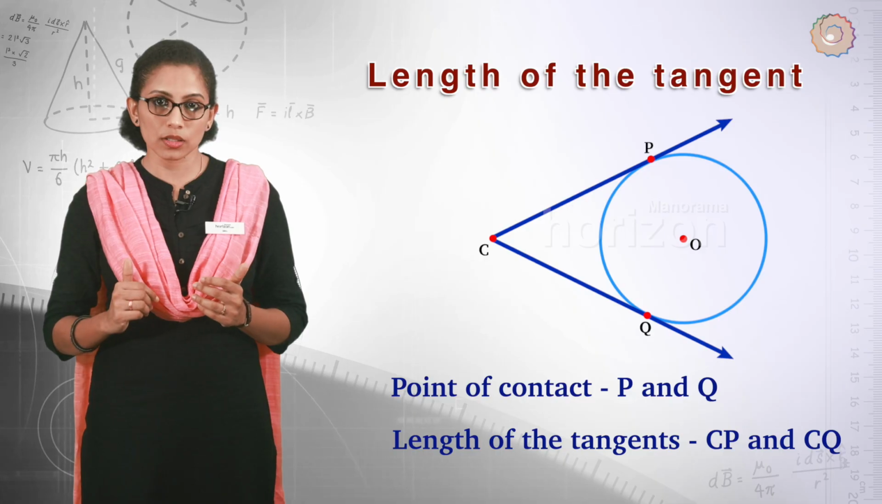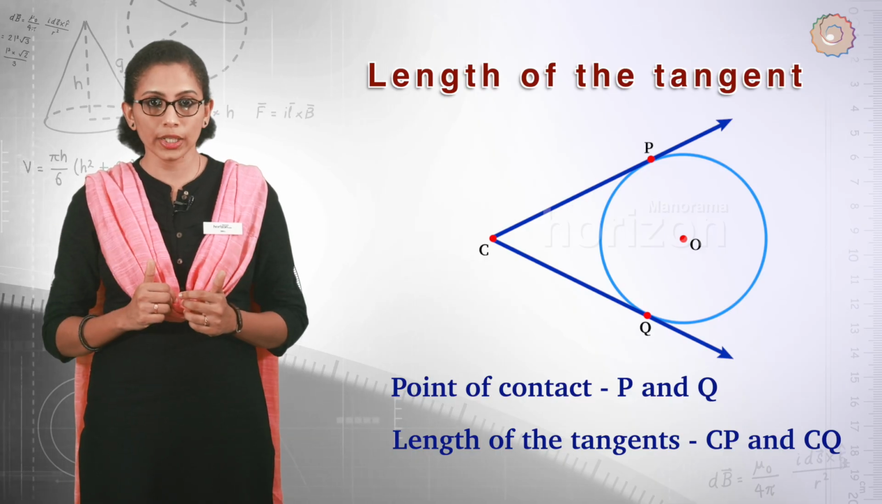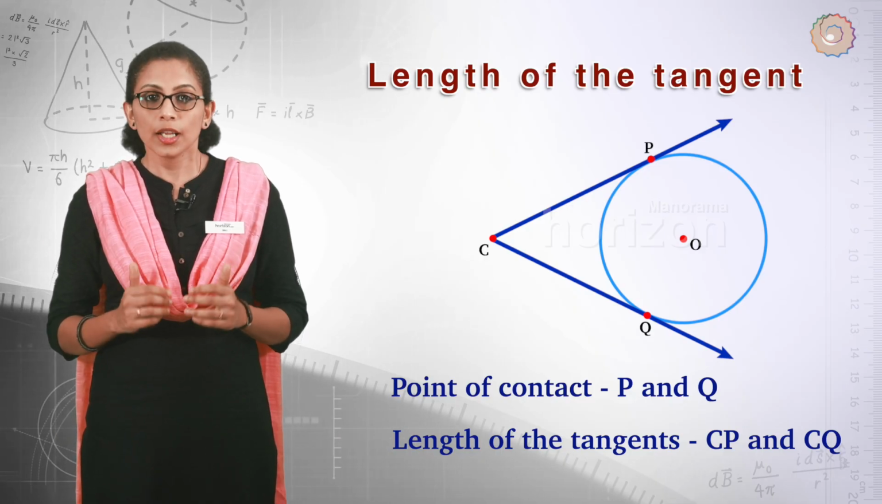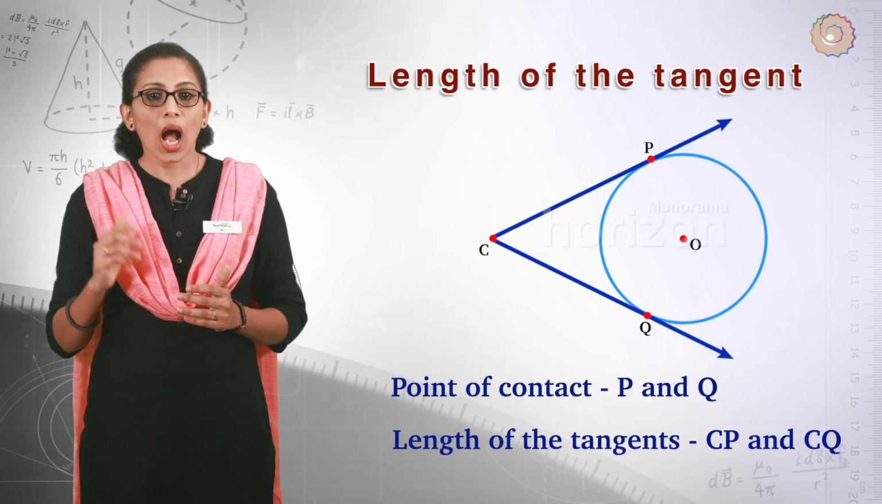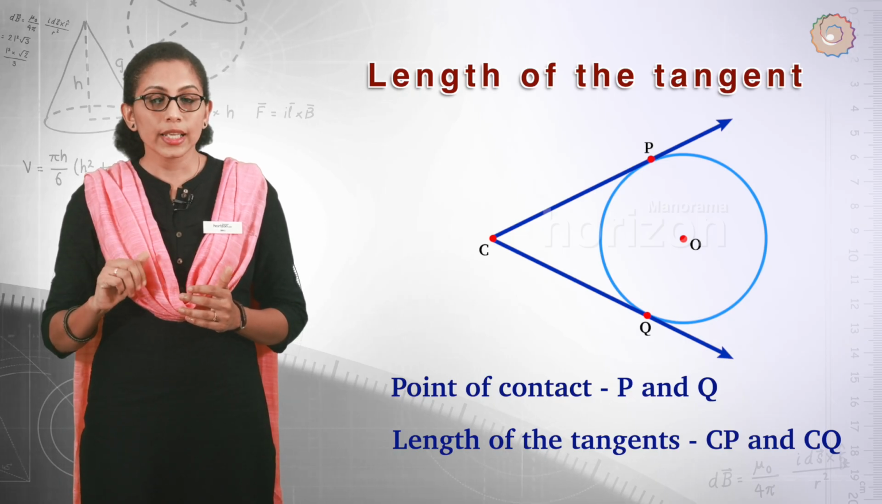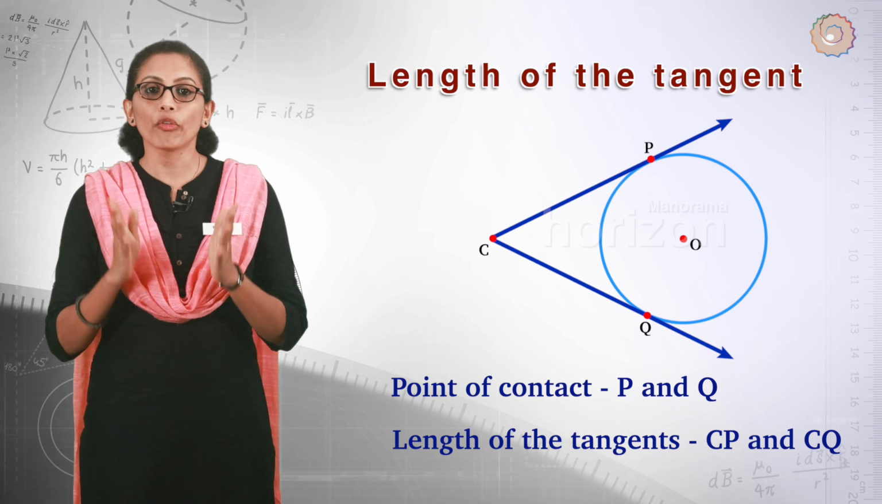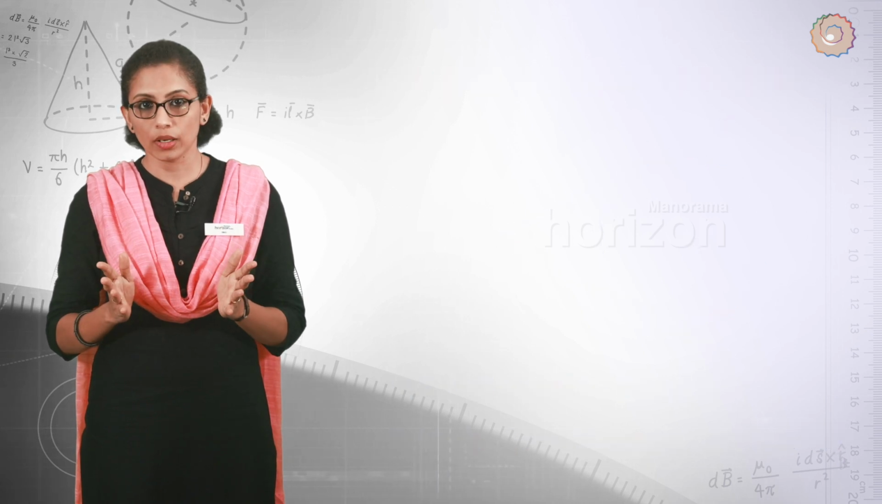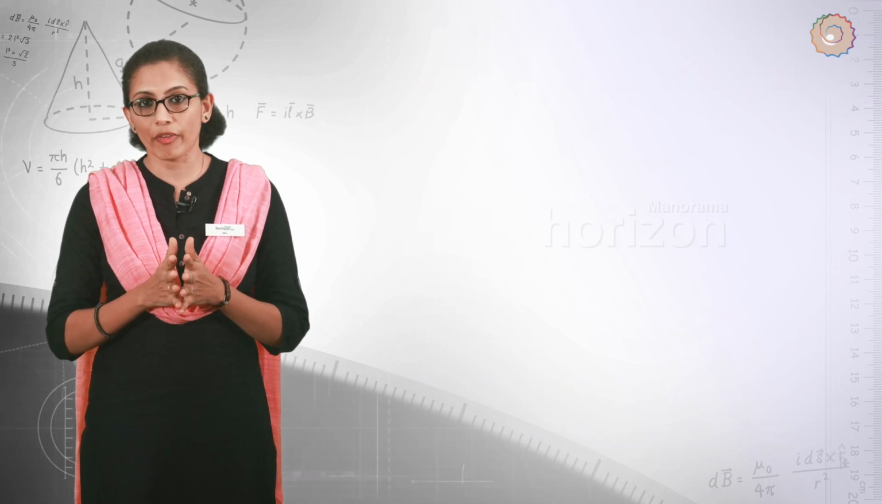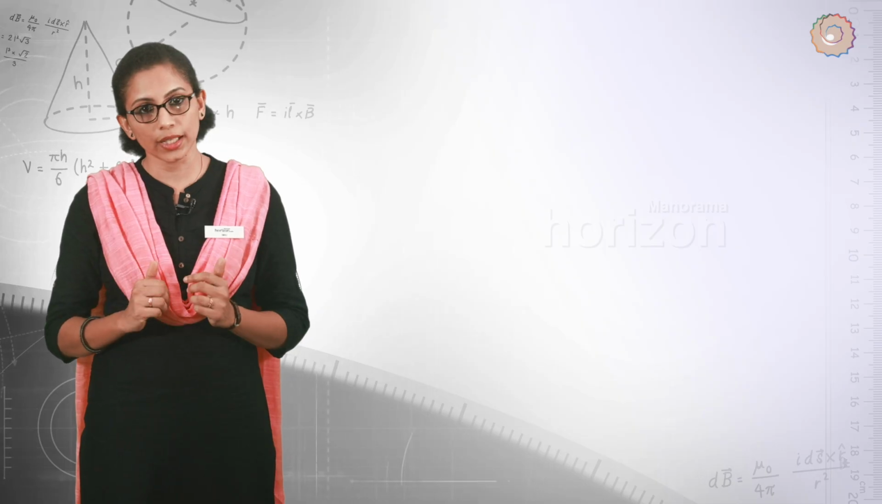Now my question is, do they have any common property? Can you find it? Measure CP and CQ. Are these 2 lengths equal? Yes, in fact this is always so. The lengths of tangents are equal. Let's see the proof of this fact, which is stated in the form of a theorem.